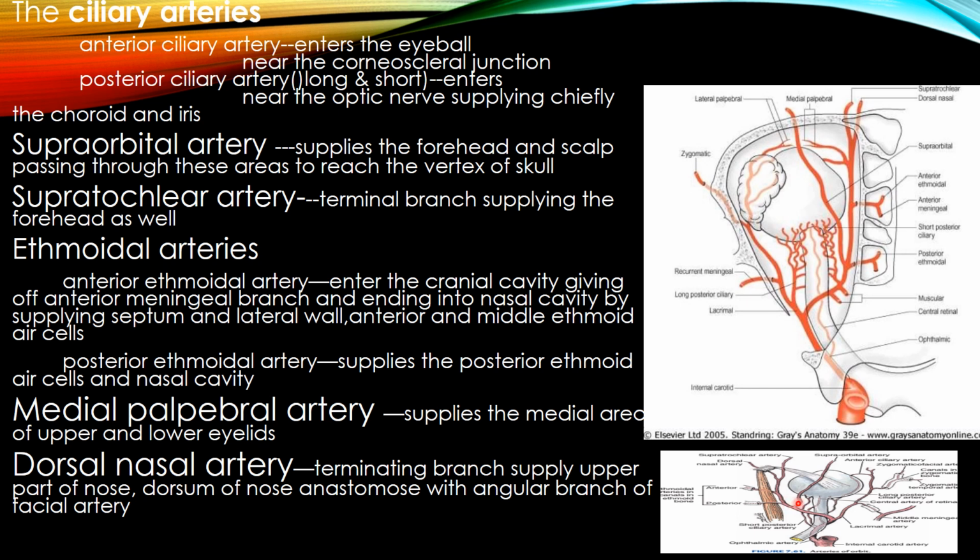The medial palpebral artery supplies the medial area of the upper and lower eyelid, while the dorsal nasal artery, a terminating branch of the ophthalmic artery, supplies the upper part of the nose and the dorsum of the nose, and anastomoses with the angular branch of the facial artery.